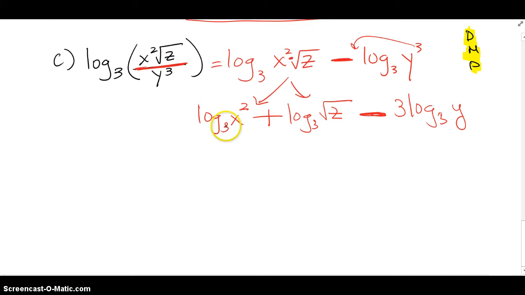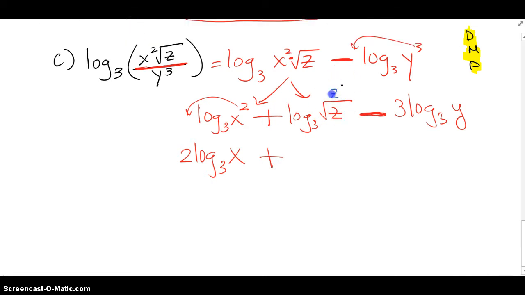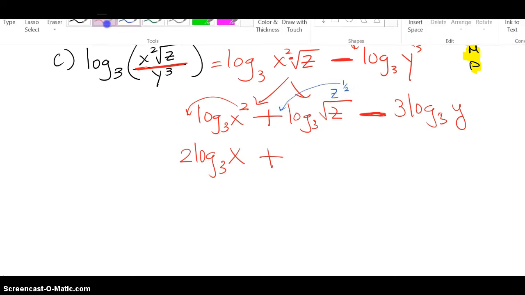Come back and check out each argument again. Is there division? No. Is there multiplication? Technically, yeah, but it's better used as a power, so drop the power: 2 log base 3 of x plus. Is there a power here? Sure, there is a power there. If you think of that as z to the 1/2, you can drop the 1/2 in the front.